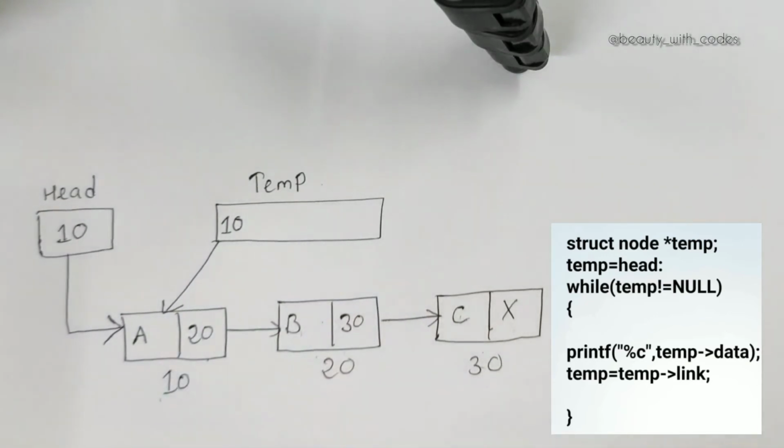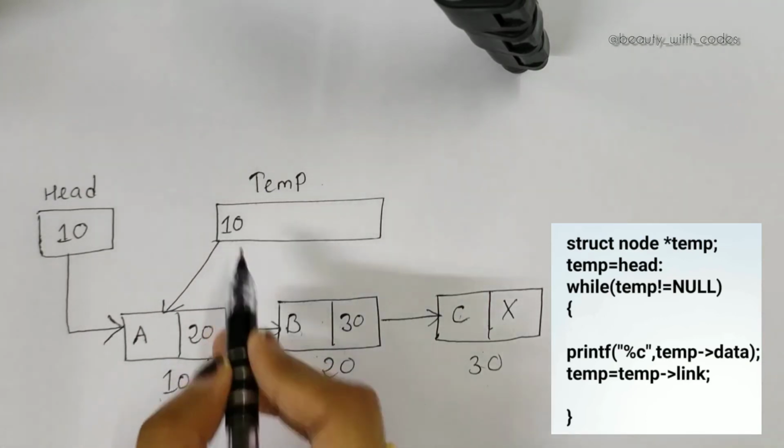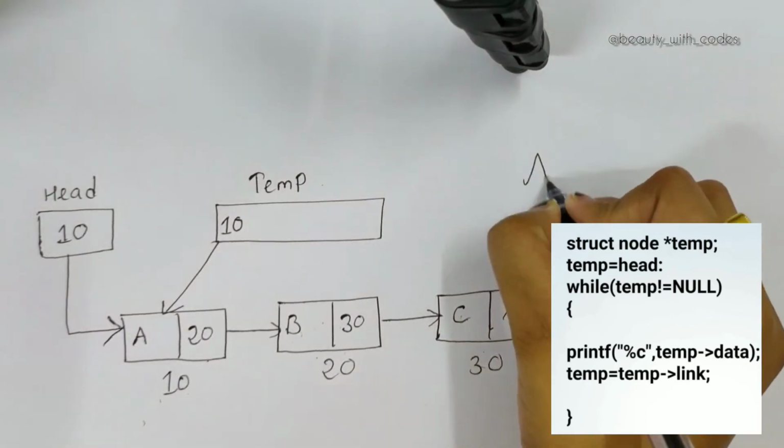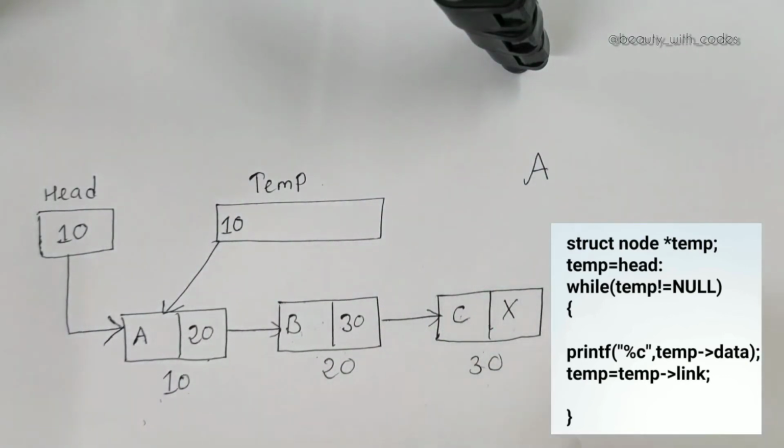Then the while loop, and the condition is while temp is not equal to null. It means this loop is going to iterate till temp reaches null. Then print temp of data. After this we are going to have A as our output, so A will be printed. Fine. What is the next line? The next line is temp is equal to temp of link.